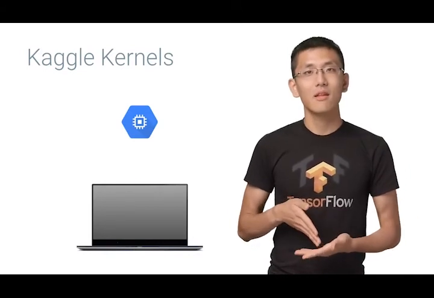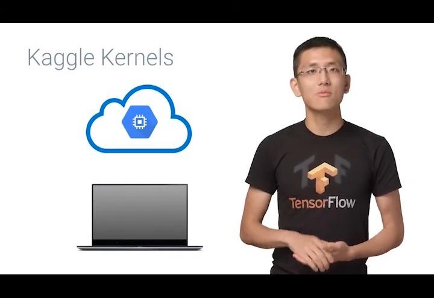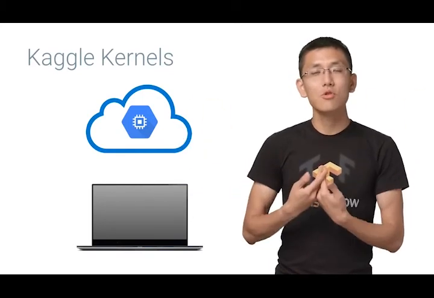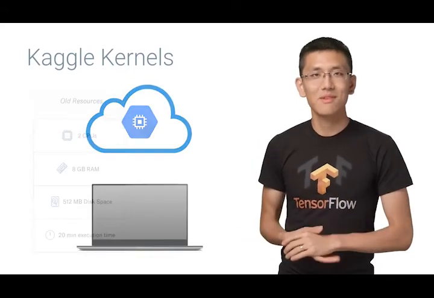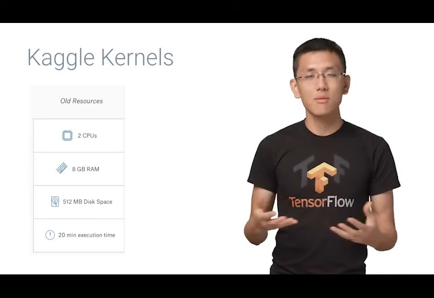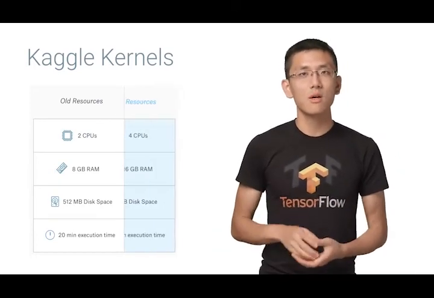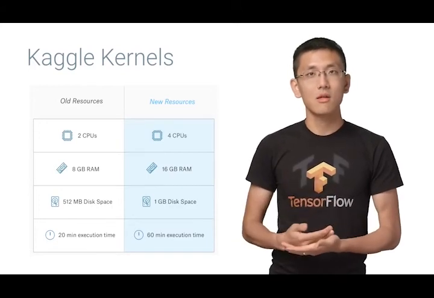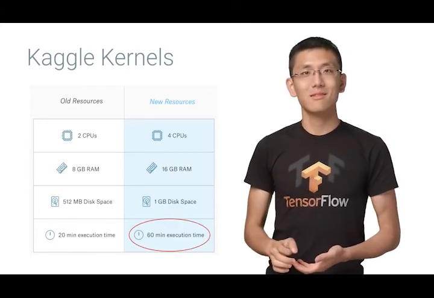Not only that, the processing power for the notebook comes from servers up in the clouds, not your local machine. So you can do a lot of data science and machine learning without heating up your laptop. Kaggle also recently upgraded all their kernels to have more compute power and more memory, as well as extending the length of time that you can run a notebook cell to up to 60 minutes.